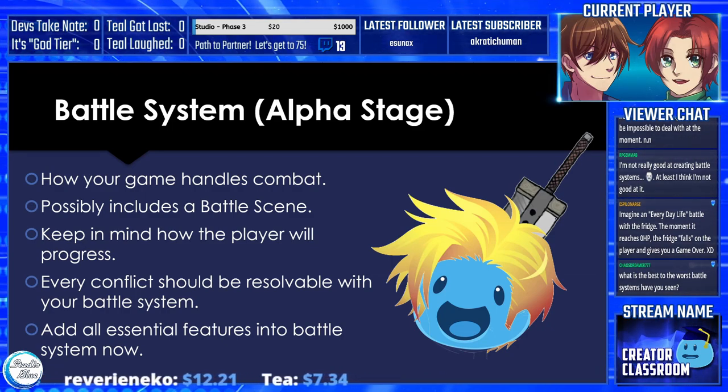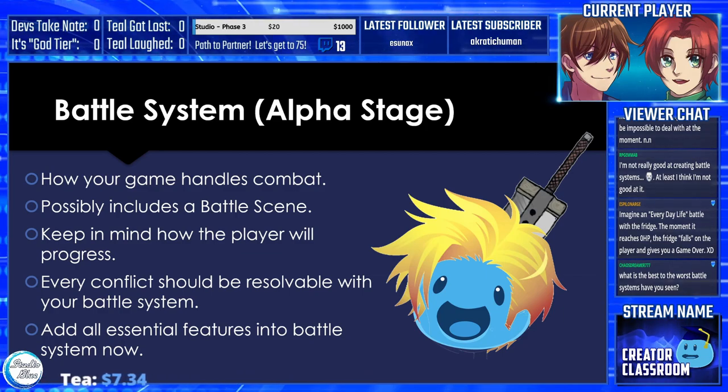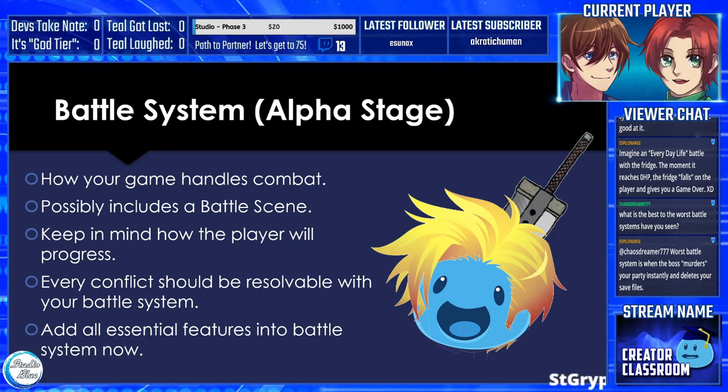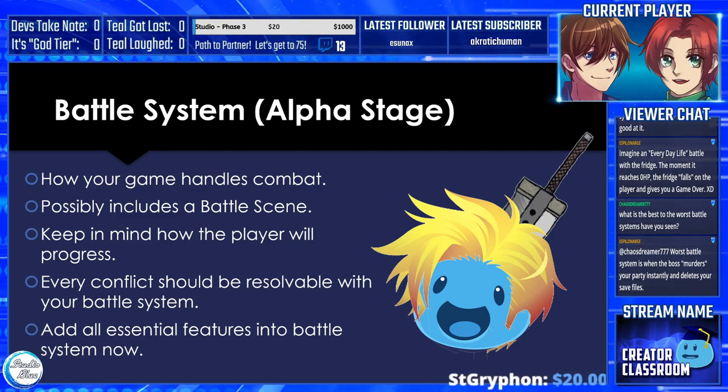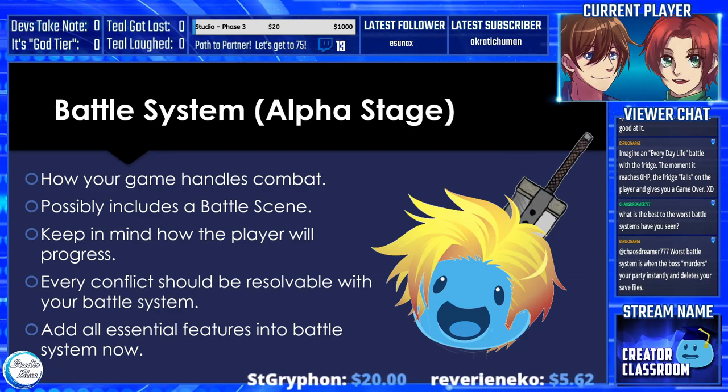One of the worst battle systems I've ever seen. Okay, before we move on, I was not a fan of FF13's at all. Because all I could do was move lightning, and I was just clicking the same thing over. It was very annoying. Bad. Okay, let's move on, honey.